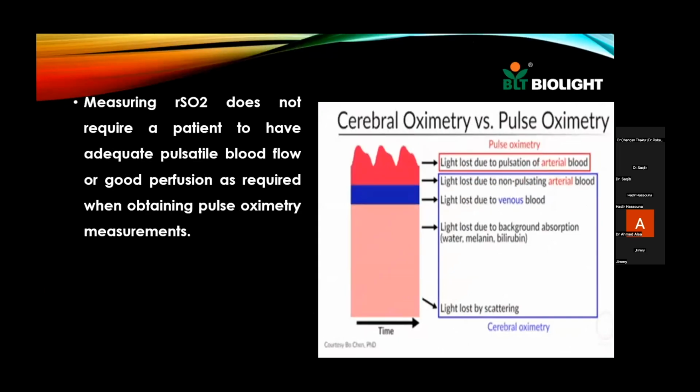Measuring regional saturation does not require a patient with pulsatile blood flow. It does not need pulsation, whereas the pulse oximeter needs pulsatile flow of blood so it can read the oxygen saturation. But regional oxygen saturation does not need this pulsatile blood flow.